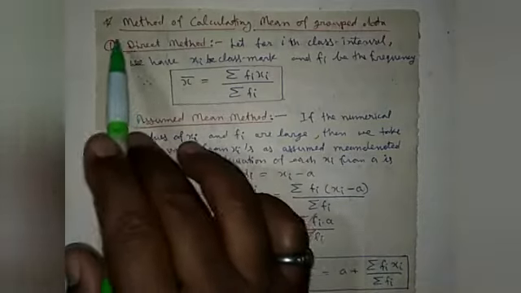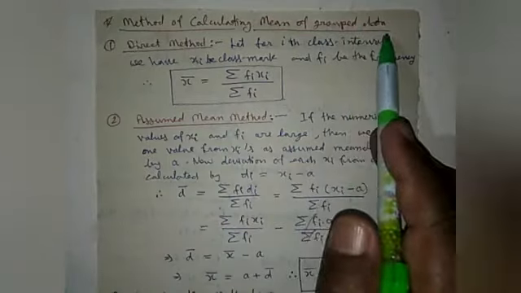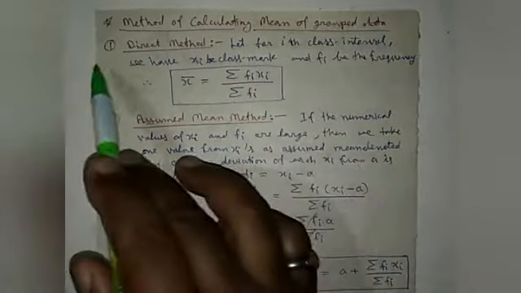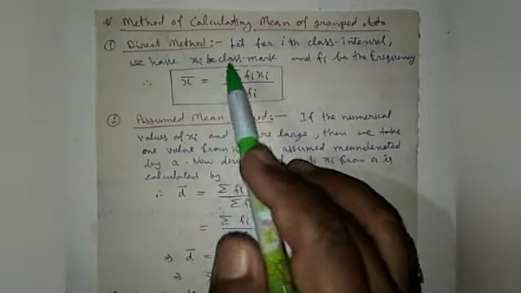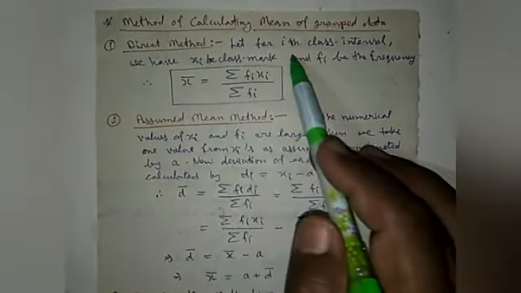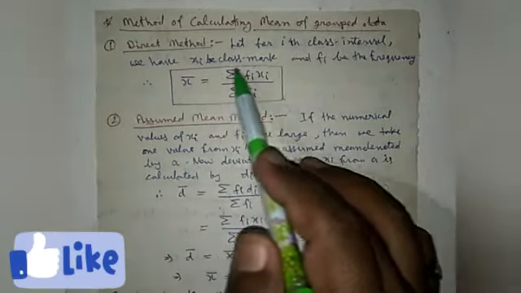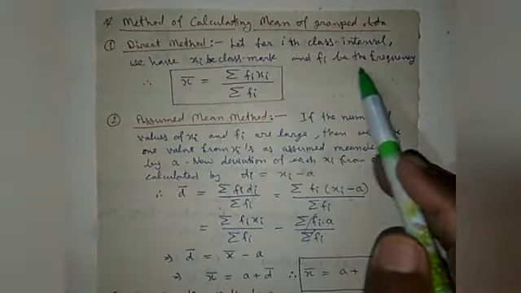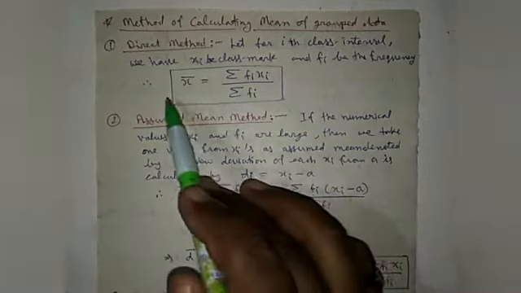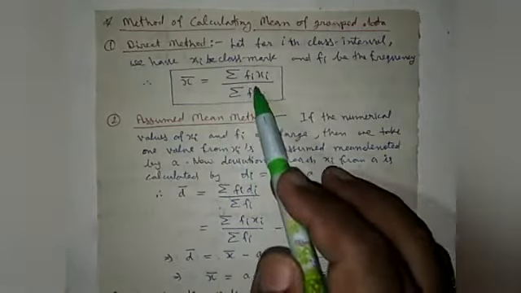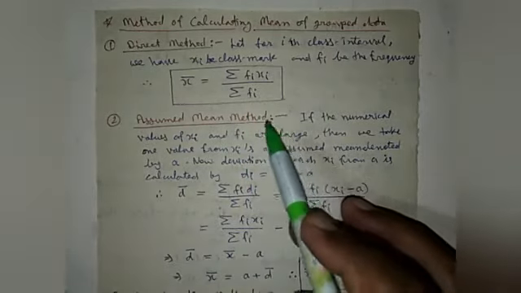Now we will see the methods of calculating the mean of grouped data. Here there are three methods. The first one is the direct method, which we have already discussed. Let xi be the class mark and fi be the frequency of the ith class interval. So the mean is equal to sigma fi xi divided by sigma fi.